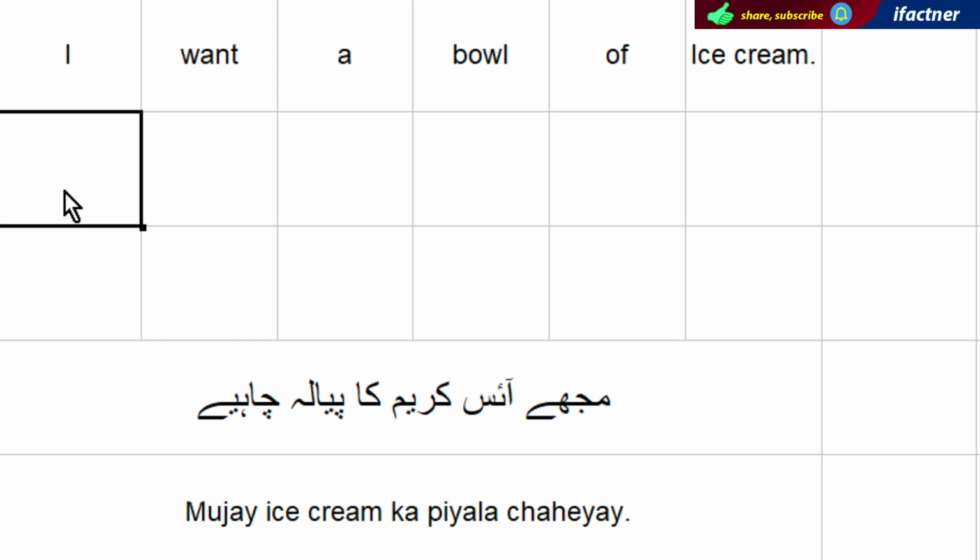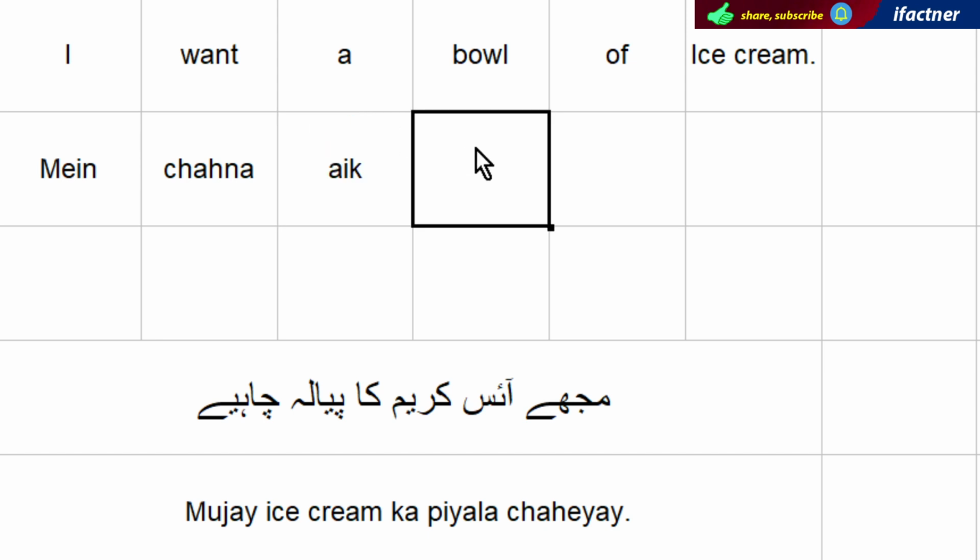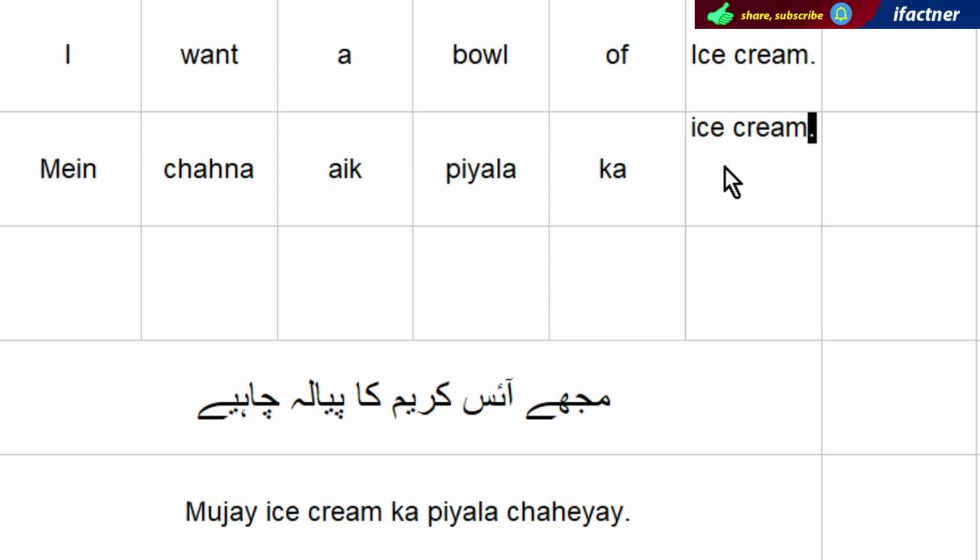Now let's translate I want a ball of ice cream in Roman Urdu. So I is मैं, want is चाहता हूँ, चाहूँगा, चाहिए. So want is चाहना, to want. A is एक, ball is प्याला, of is का, and ice cream is ice cream.